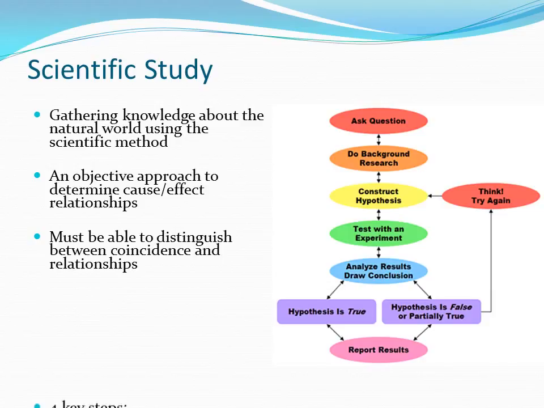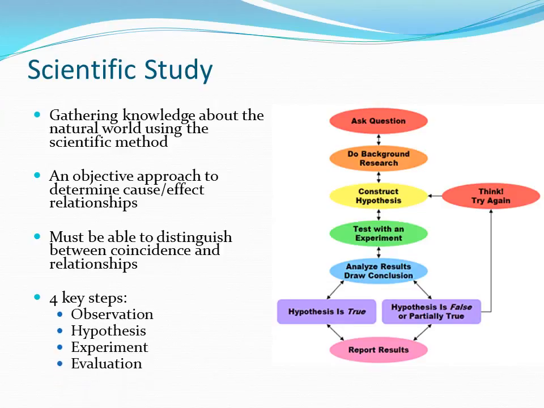It also allows you to distinguish between things that are just happening on their own or things that happen because of a specific reason. There are 4 key steps to every scientific study. You must know these. It's a learning objective. These are observation, hypothesis, experiment, and evaluation.